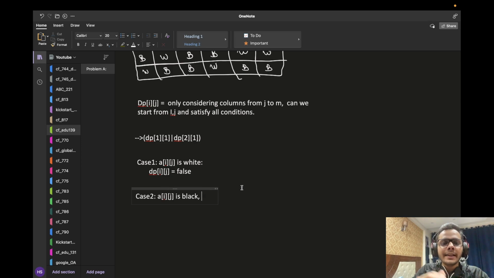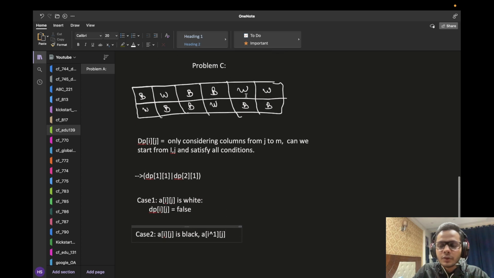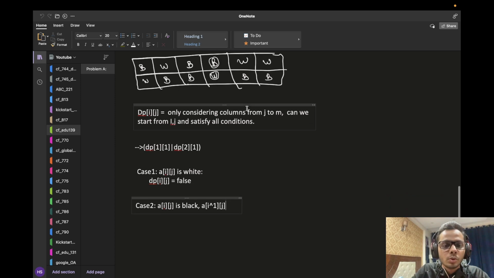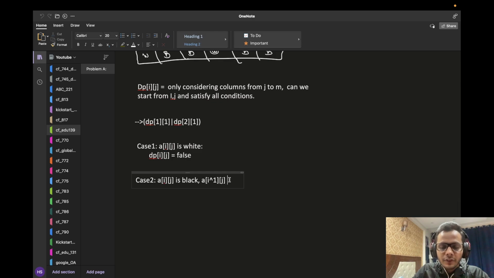Now we'll look at i+1, j, right? i+1, j just means that we are looking at the cell which is in the same column but in the other row, right? So for example, if this is i, j, then this will be i+1, j, right? Cool. So now if a[i+1][j] is also black, then what happens?